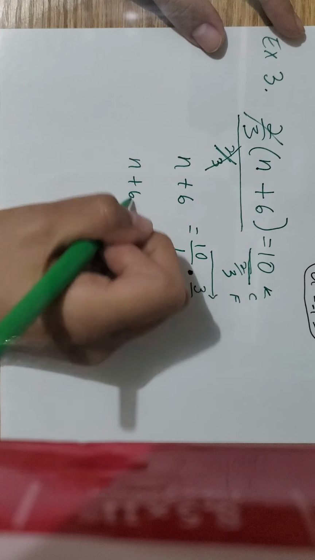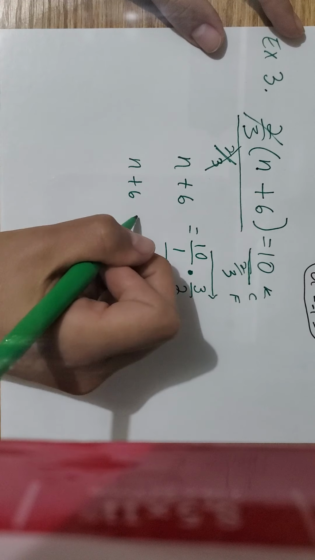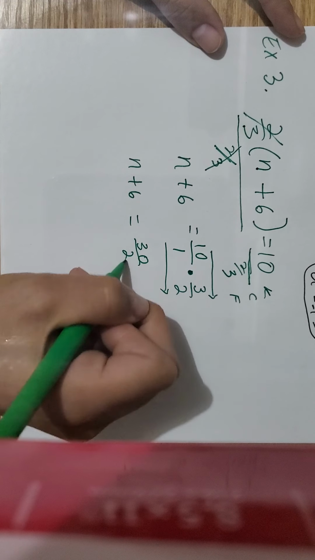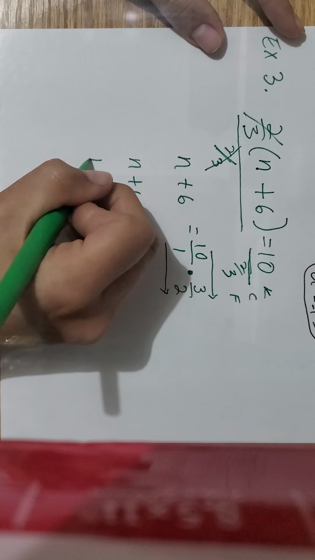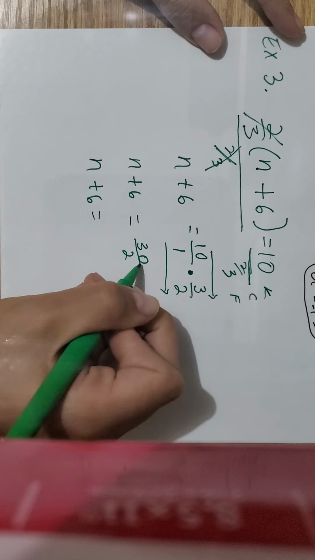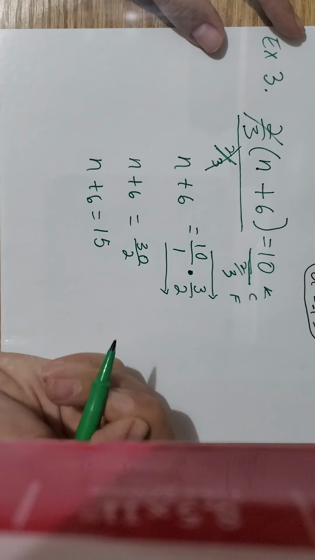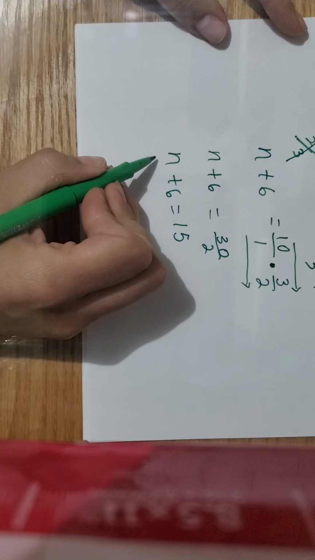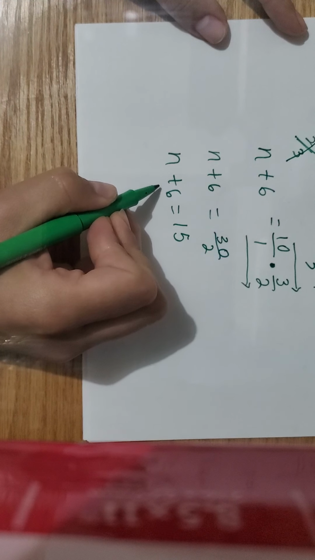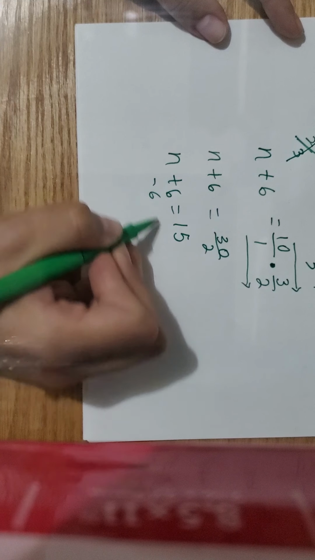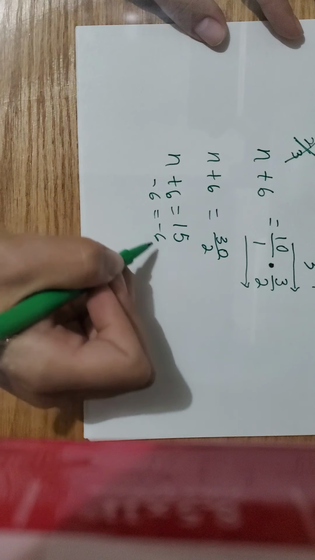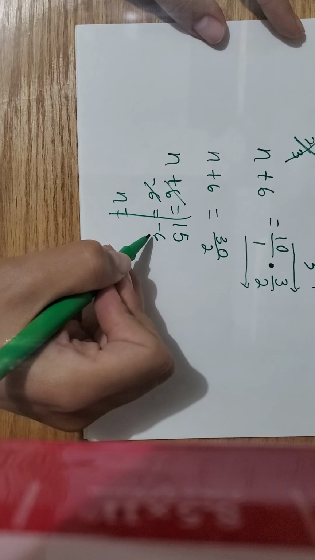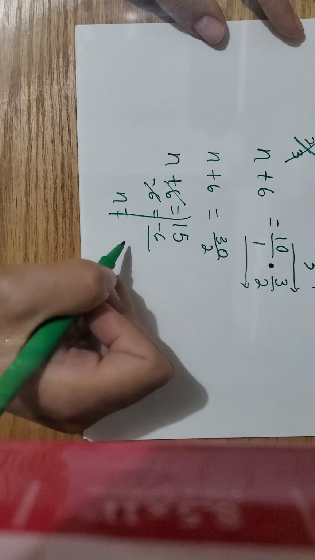So n plus 6 equals 10 times 3, which is 30. Now 1 times 2 equals 2. This can simplify itself by 2. 2 fits into 30 15 times. Okay, now you can isolate the variable by taking off that 6. So the opposite of addition is subtraction. Okay, this is gone, leaving you with n equals 15 minus 6, which is just 9.